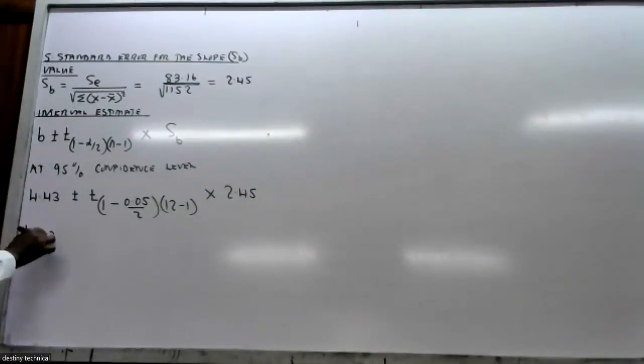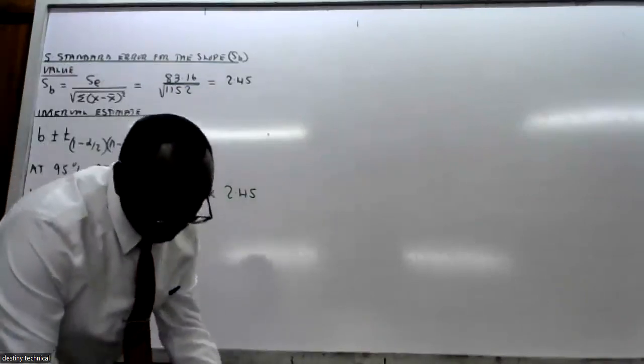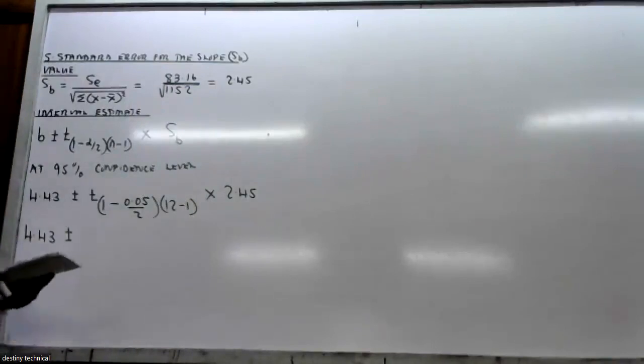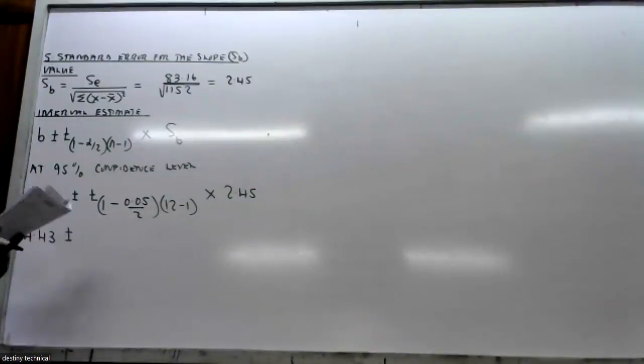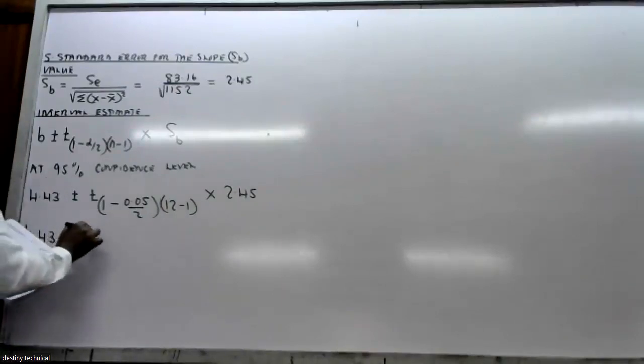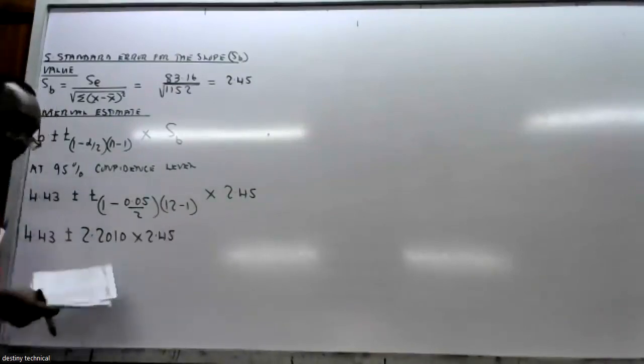So 4.43 plus or minus... I want us to go to the t-table. Again, we shall go to two-tail confidence, but this time we will go down to number 11. Go down to number 11, not 10. 2.2010. Good. So we multiply by 2.45.